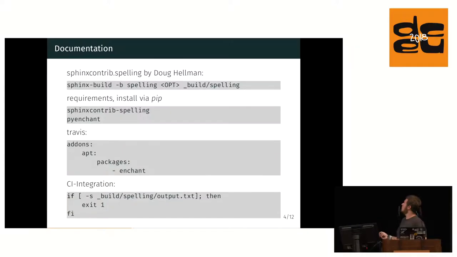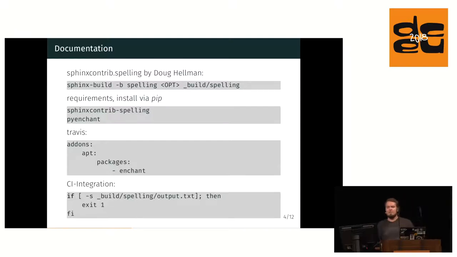And in the Python world, documentation is usually done with Sphinx, with the Sphinx project, package, whatever. And for Sphinx, fortunately, spell checking already does exist. And it's a package called sphinxcontrib.spelling. It was written by Doug Hellmann, and the usage is quite simple. You fire up sphinx-build with the directive, oh nice, I can look here, not there.